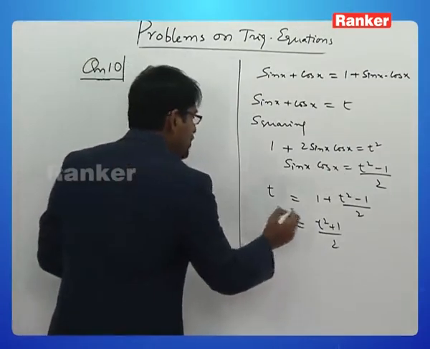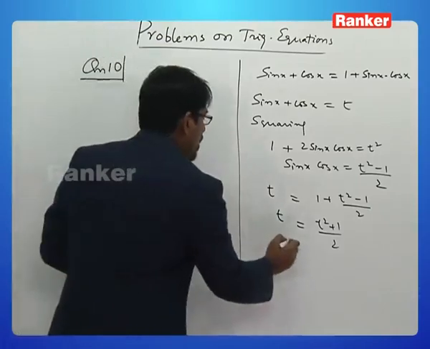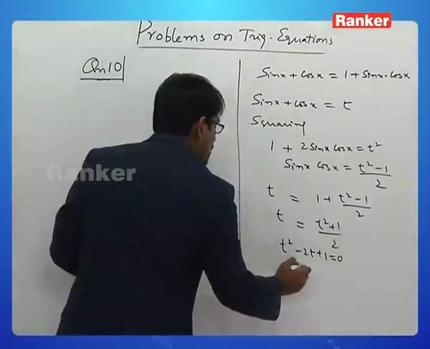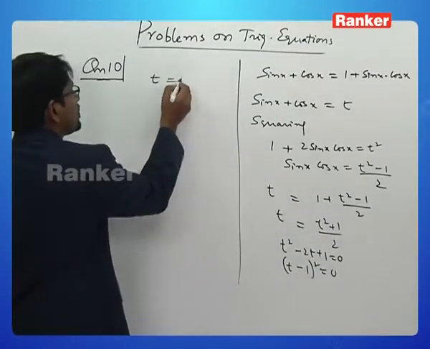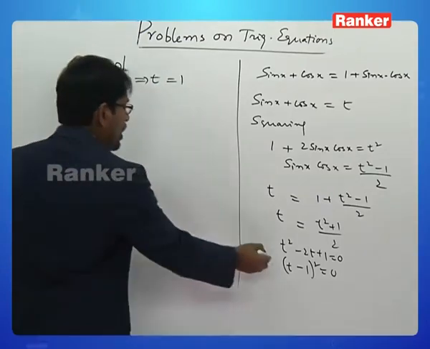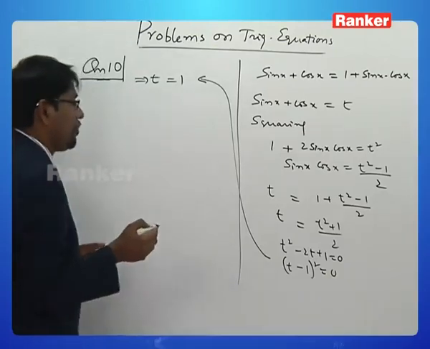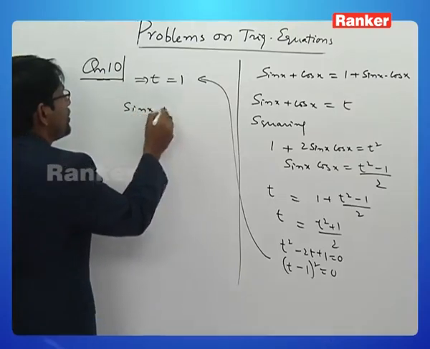Okay, that is t. So therefore, what do we have? t square minus 2t plus 1 is equal to 0. So t minus 1 whole square is 0. So t has to be 1. This implies t is 1. So t is 1, therefore sin x plus cos x has to be 1.